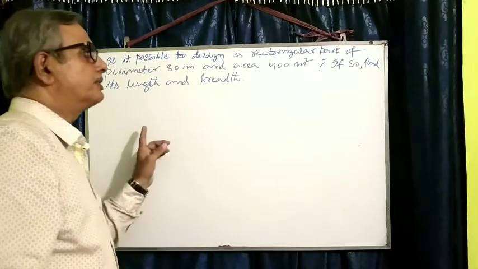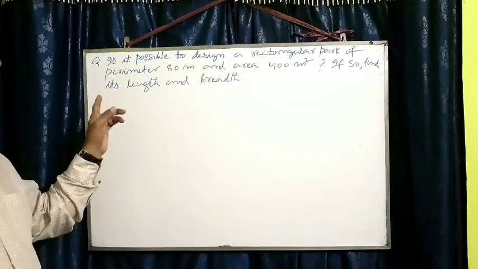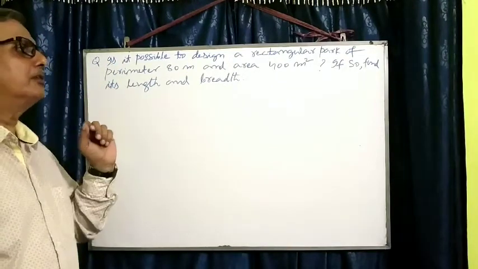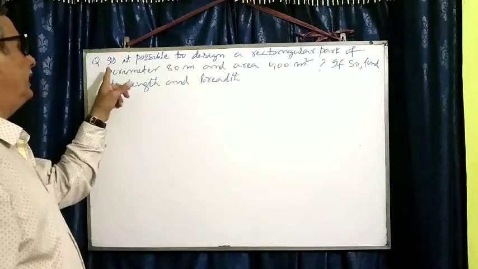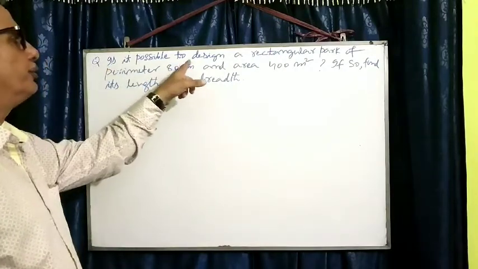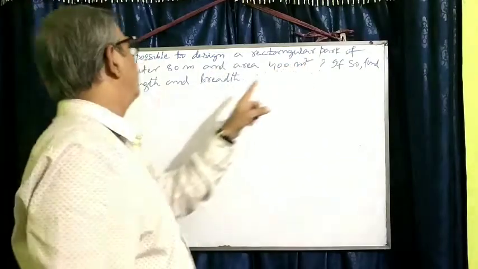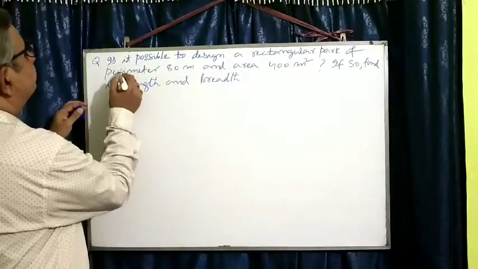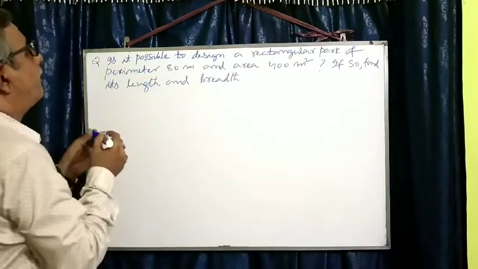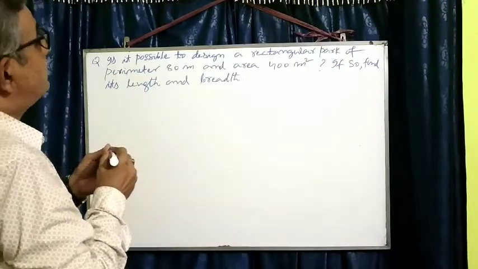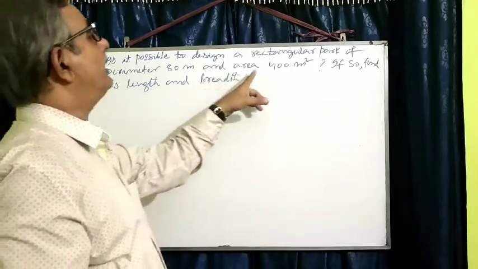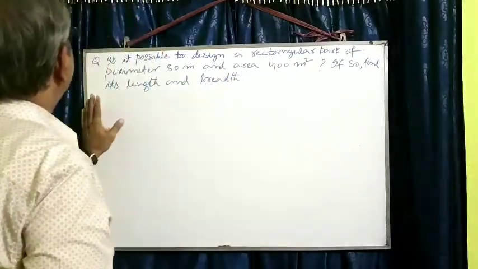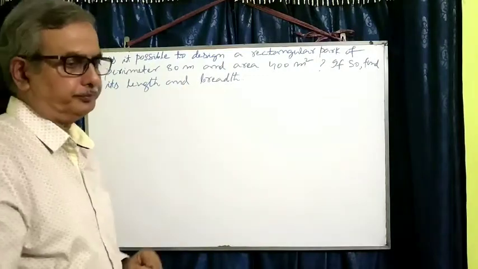My dear students, this is a question related to quadratic equation. Here you read the question, what is given. Is it possible to design a rectangular park of perimeter 80 meter and area 400 meter square? If so, find its length and breadth.